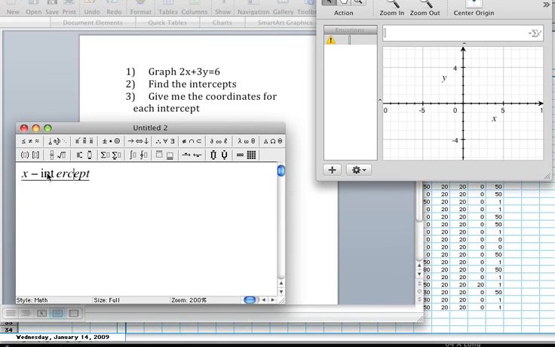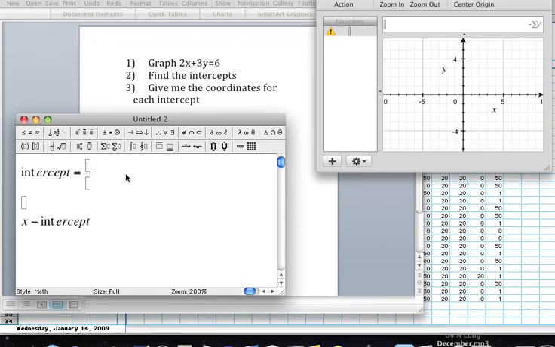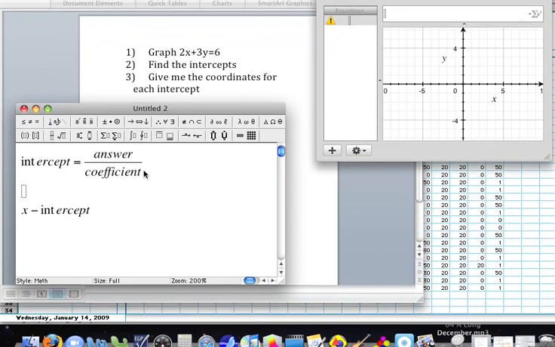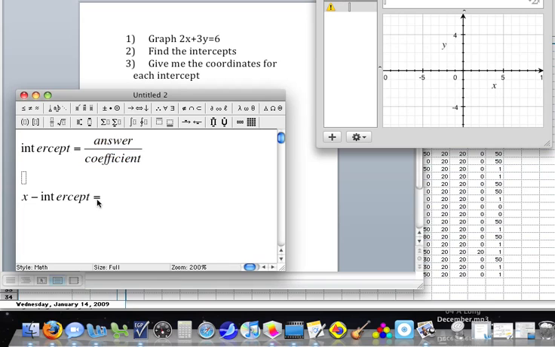Now, before I find that, how am I going to find the intercept? Well, I think you find the intercept by doing two things. I'm going to divide my answer by the coefficient. And so, if that's the case, then my x-intercept is equal to my answer divided by my x coefficient. Well, let's see. What are those then?